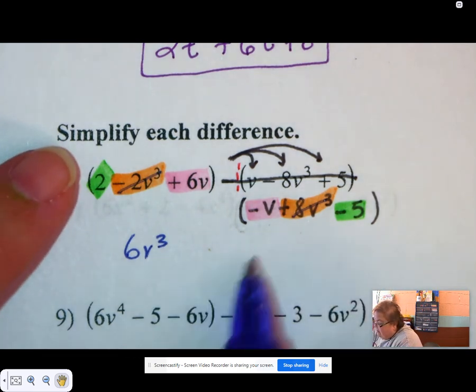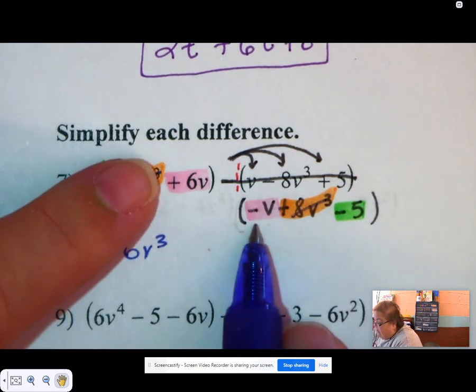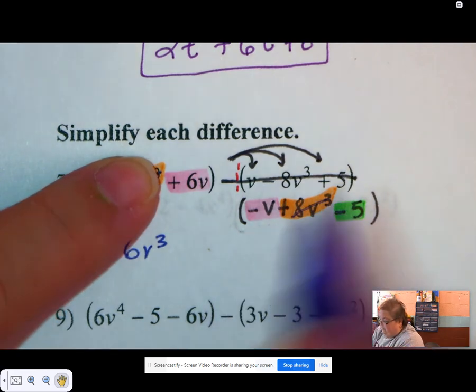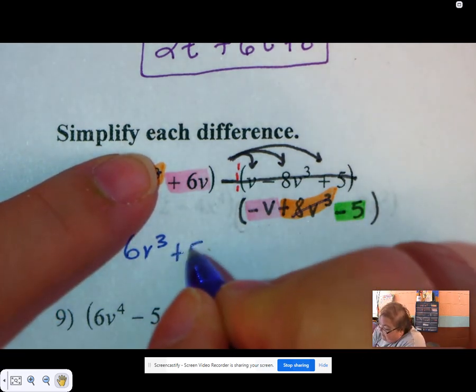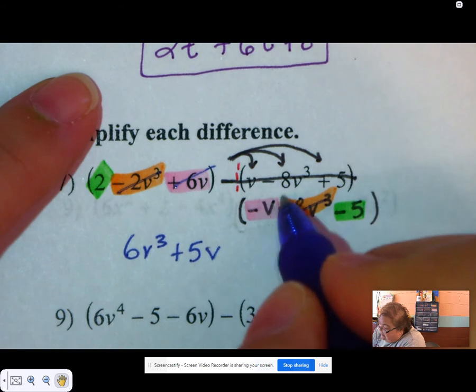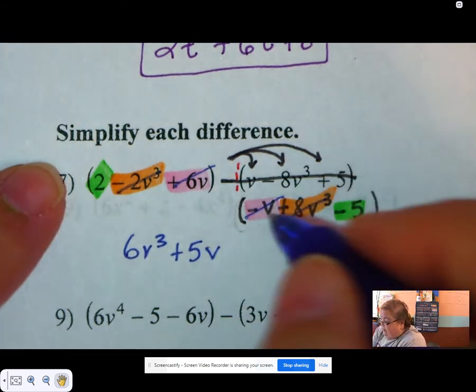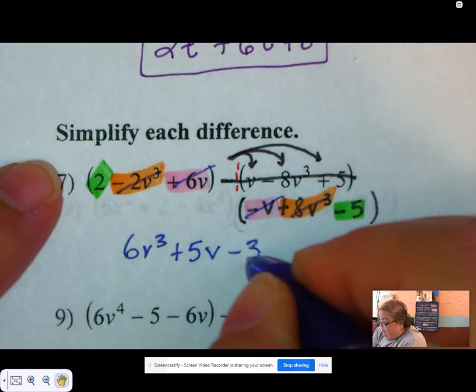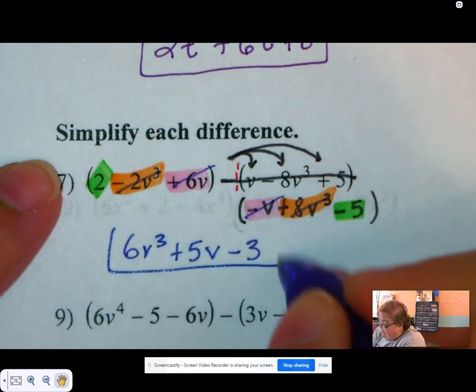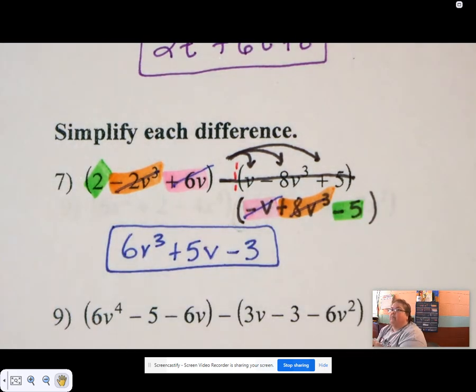All right, then I'm going to go to the v. What is 6 minus 1? Positive 5. Keep the v. And then 2 minus 5 is negative 3. And that's my final answer in standard form. So when I'm subtracting, I have to distribute that negative 1 because it changes my polynomial and it's new. Questions?